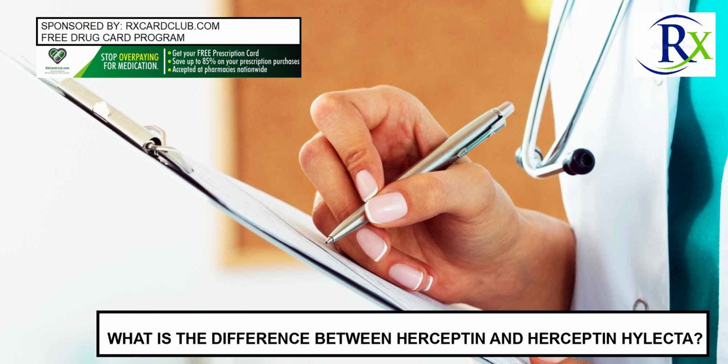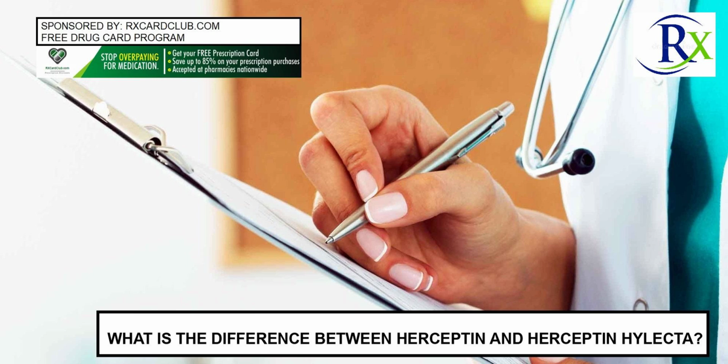Table of differences between Herceptin injection and Herceptin Hylecta. Active ingredients: Herceptin injection, Trastuzumab; Herceptin Hylecta, Trastuzumab and hyaluronidase-oysk. Treatment: Herceptin injection, adjuvant breast cancer, metastatic breast cancer, and metastatic gastric cancer; Herceptin Hylecta, adjuvant breast cancer and metastatic breast cancer. Are they interchangeable? No. No.